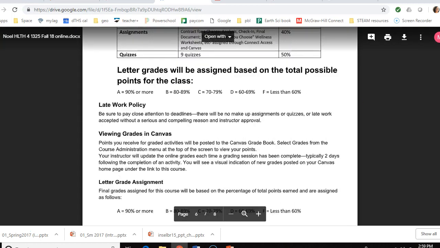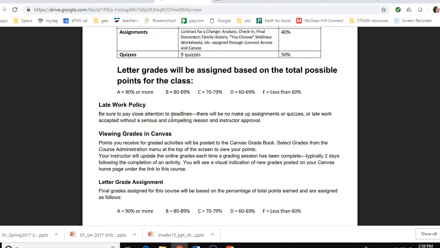Okay, because this is an online course, you must pay very close attention to the deadlines. There's no way to make up assignments or quizzes. If you contact me in advance, we might be able to do something, but it has to be a very compelling reason. It can't be, "But I want to go camping this weekend." I want to go camping too, but I'm still going to get everything done before due dates, okay?